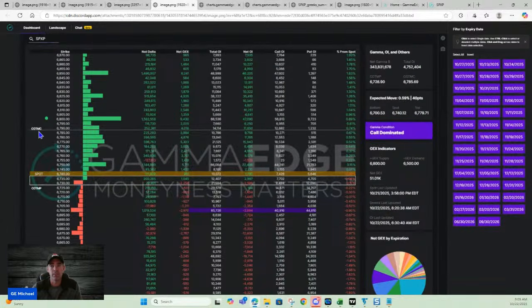Then we have COTMC at 67.90. You'll notice a confluence between all expiries as well as 0 DTE. So that may be a stalling area to the upside if price starts moving up away from a couple of our key areas we'll talk about on the 0 DTE.